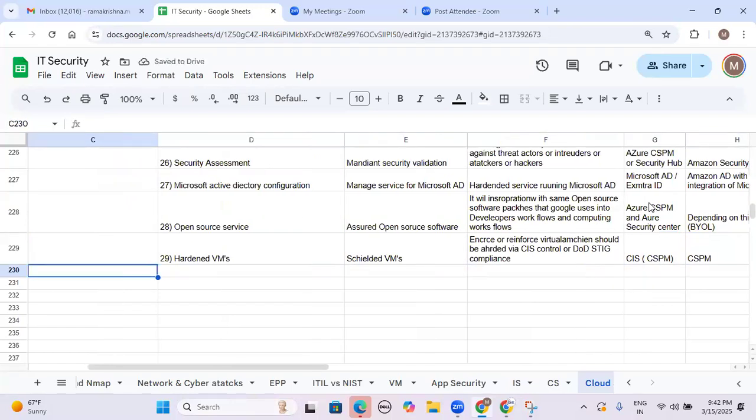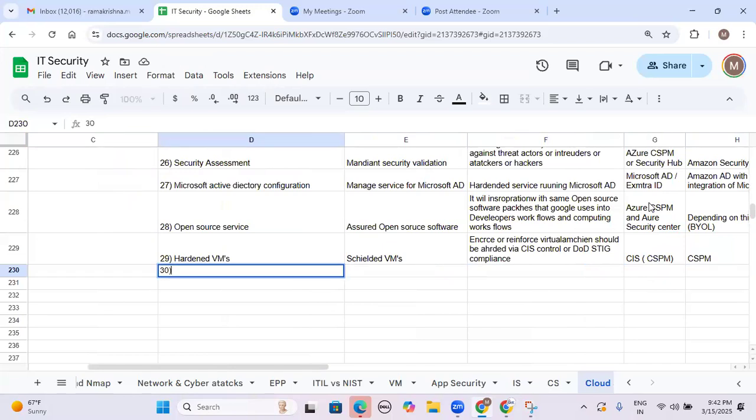for EC2 instances. So next one we can call it as Managed Defense Service.